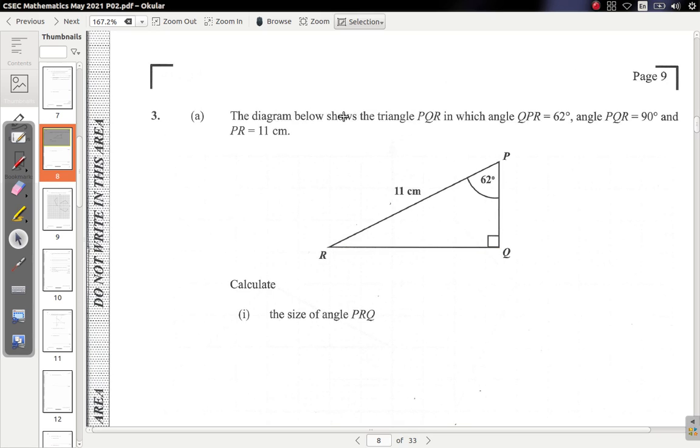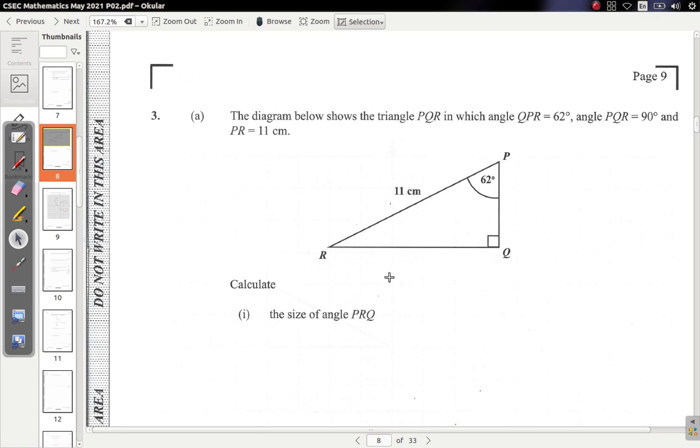in which angle QPR is 62 degrees. So remember the letter in the middle of the angle there, right? Angle PQR equals 90 degrees, and PR from P to R equals 11 centimeters. Alright, we say all of that on the triangle.